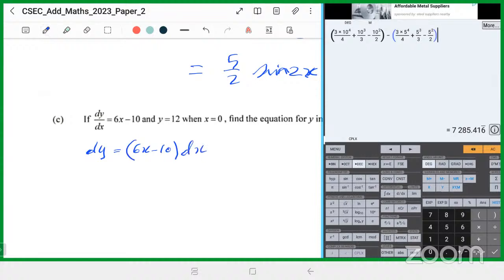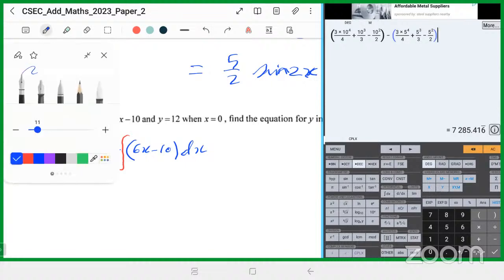I'm going to integrate both sides. So I'm going to integrate this side and integrate that side. I'm integrating this side with respect to y. But there's a 1 there, no? So this is like there's a 1 dy there. So I'm going to put a 1 there. I'm integrating 1 with respect to y. Let's put that integral sign now.